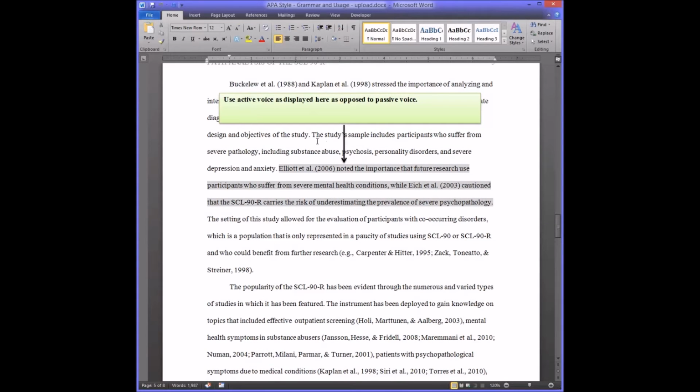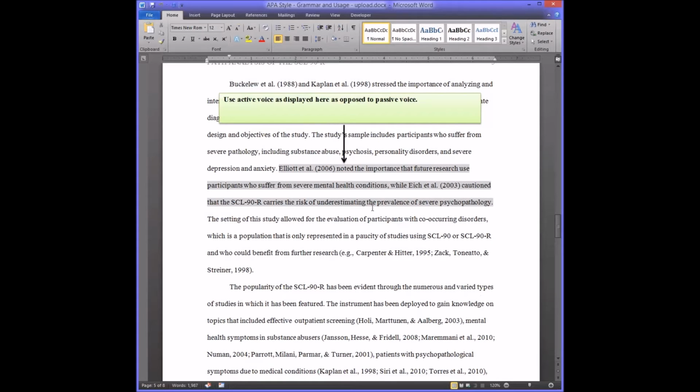So in APA style, we always use active voice. In this sentence, as well as, I imagine, all the sentences in the manuscript, use active voice as opposed to passive voice. So you can see the active voice in this sentence. You have the author know the importance that future research use participants who suffer from severe mental health conditions, while another author cautioned that the SCL carries the risk of underestimating the prevalence of severe psychopathology. That's an active voice.